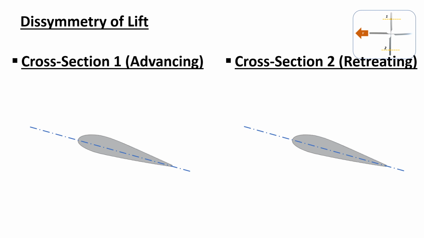Okay, so again, we're cutting through those two sections. We have cross-section 1 belonging to the advancing blade, and cross-section 2 belonging to the retreating blade. And again, we are assuming the blades are stationary. Then cross-section 1 is subject to an incoming flow of omega r plus v, and cross-section 2 has an incoming flow magnitude of omega r minus v. Apparently, the pitching angle for the two airfoils is the same.